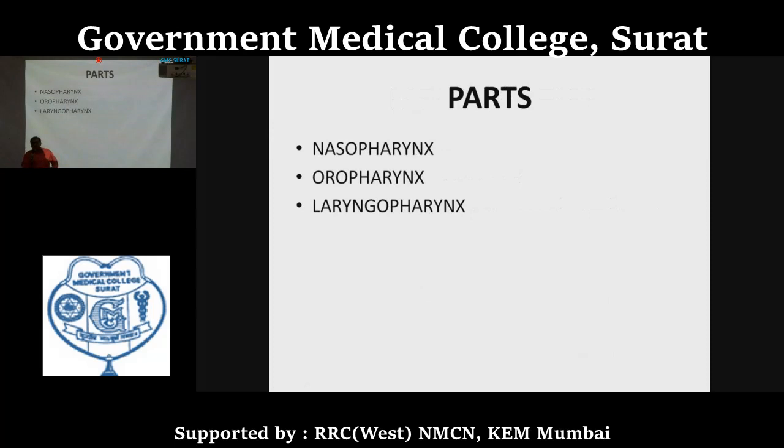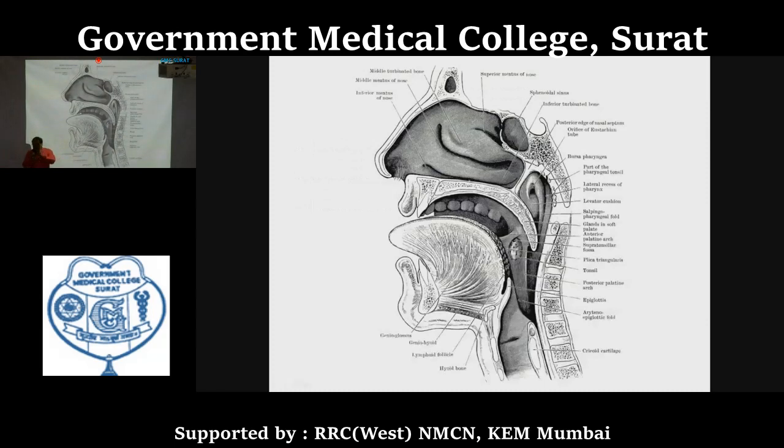So basically, not only for descriptive purposes but also for functional purposes, our pharynx is divided into three parts, which I have enumerated here: the nasopharynx, oropharynx and laryngopharynx. It will be easy for you to understand which part is the nasopharynx, which part is the oropharynx and which part is the laryngopharynx.